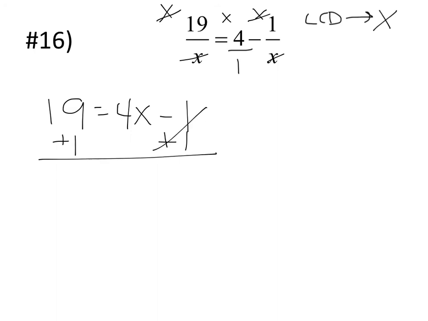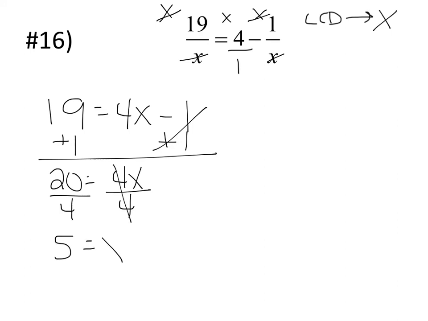Add 1 to both sides, and you get 20 is equal to 4x. Divide both sides by 4, and you get 5 is equal to x. When you plug that back in, it's fine because you just get 5s, so 5 is your answer.